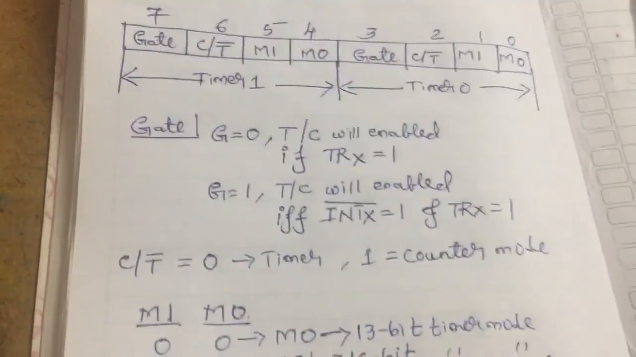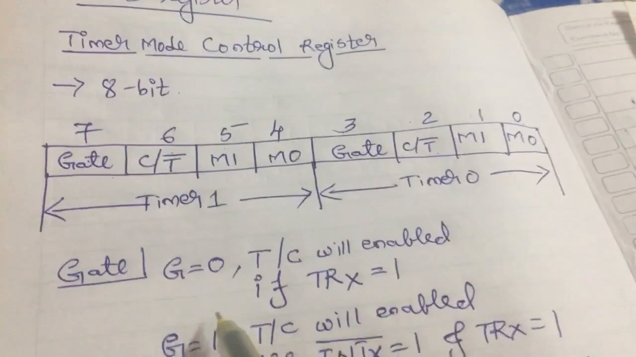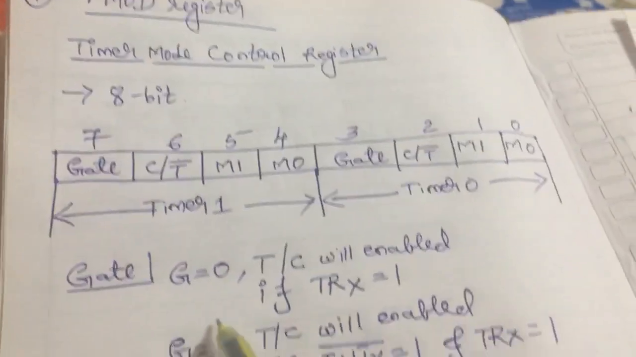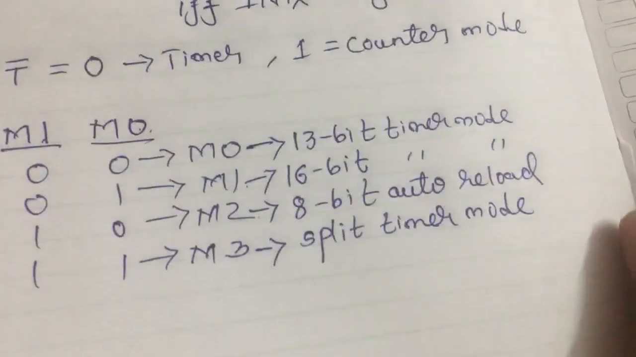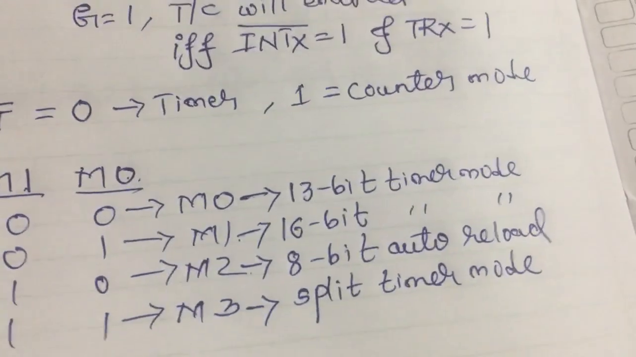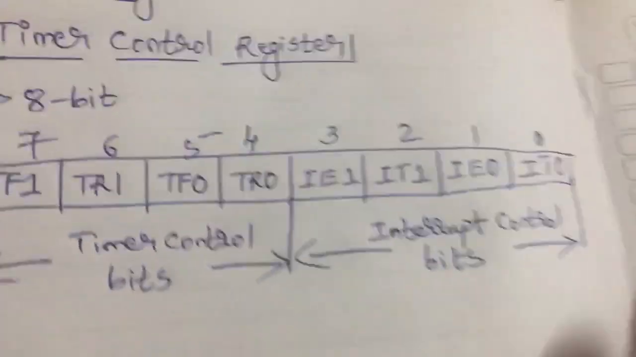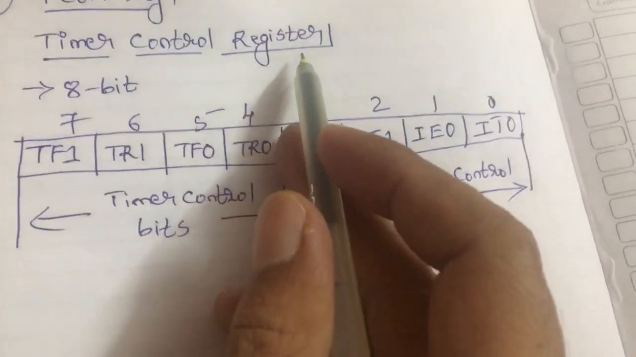So I hope this timer mode control register is clear. This is about the timer mode control register. The next register we'll talk about is TCON, the timer control register.